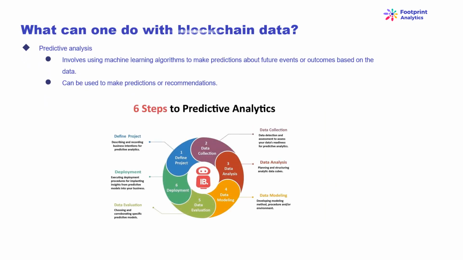Predictive analysis, which involves using machine learning algorithms to make predictions about future events or outcomes based on the data. This type of analysis can be used to identify trends and patterns in the data, and can be used to make predictions or recommendations. Usually techniques like clustering, classification, and regression, which can be used to identify patterns and relationships in the data, are included.